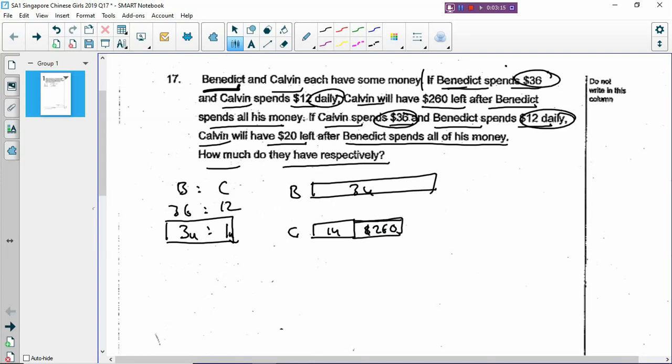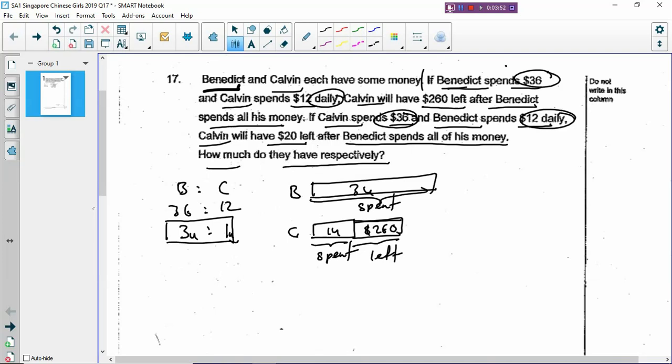So this is the left, and this is the spend. And then Benedict will have spent all his money. Let's double check to make sure that our model is correct. If Benedict spent $36, which is 3 units, after some time, Kelvin will have $260 left after Benedict has spent all his money. So Kelvin must have spent 1 unit, which is $12 daily, and that is 1 unit.